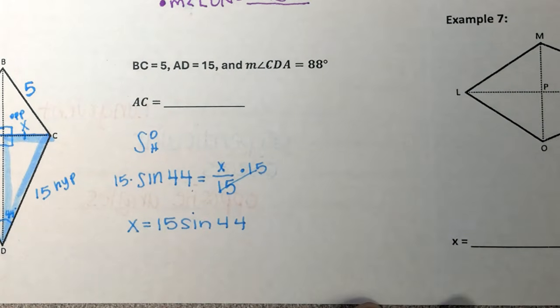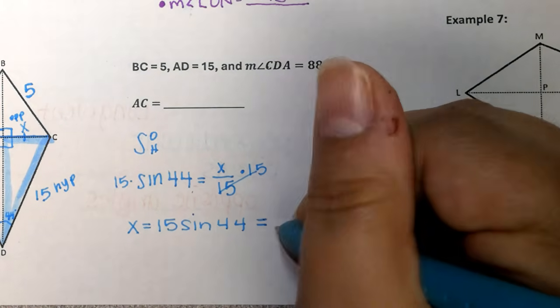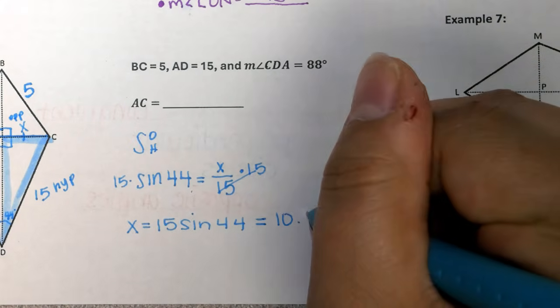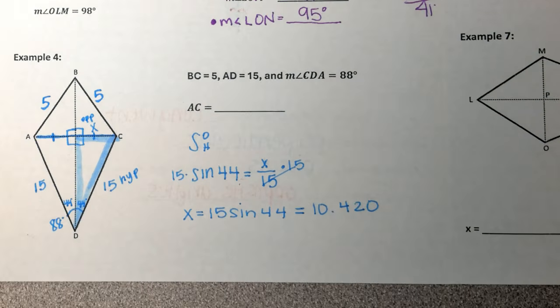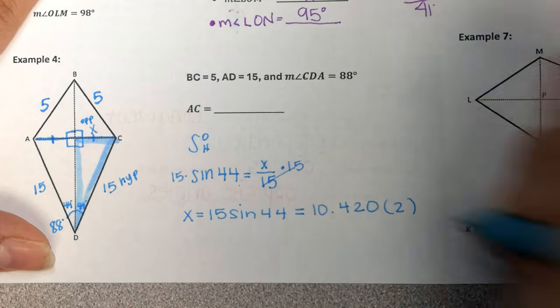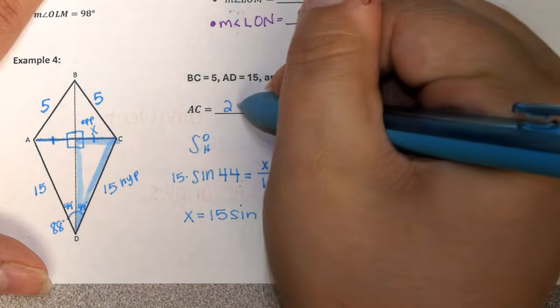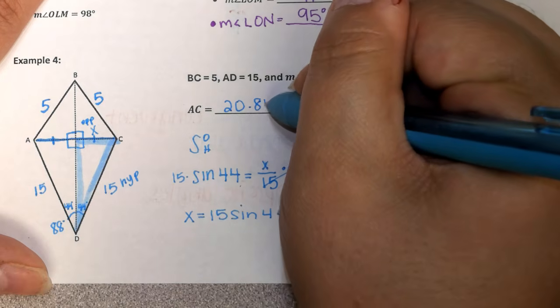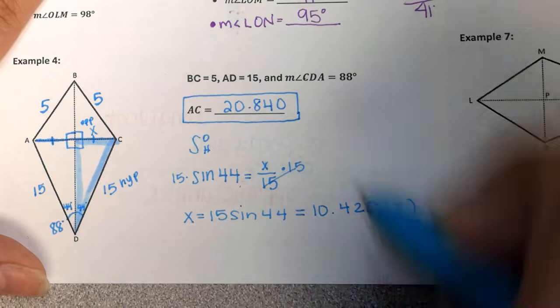And put that in your calculator, because you should have Desmos open. What is 15 sine 44? Make sure you're in degree mode, please. 10.41 or 42. Is that my answer? I don't think so. Oh, it's only half. It's only half, so what do you got to do? Multiply it by 2. Hold on, give me a second. 20.8844. Okay. Perfect.